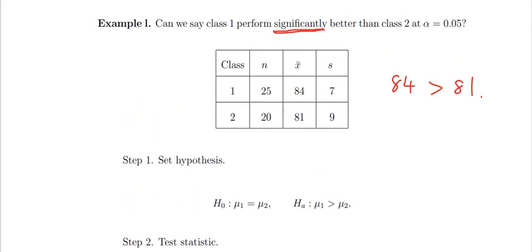Then go back to the question. Can we say class 1 performed significantly better than class 2? Our conclusion is no. These two classes are essentially quite the same. We can also say a 3 point difference is not so big. We still regard this as a small difference.